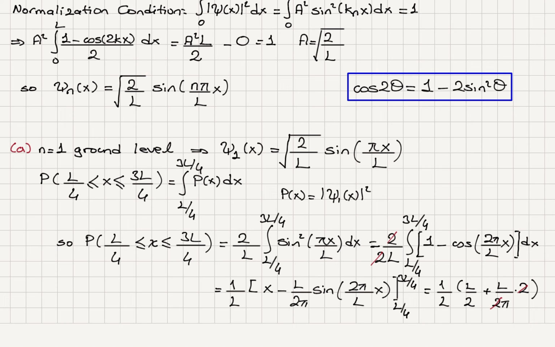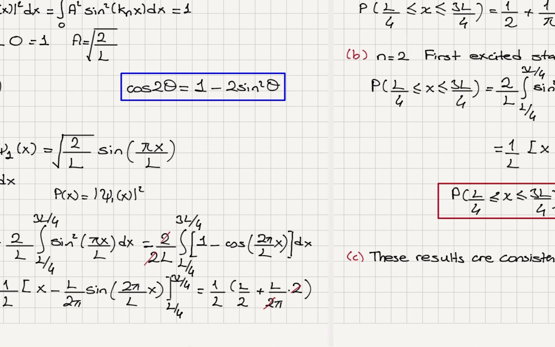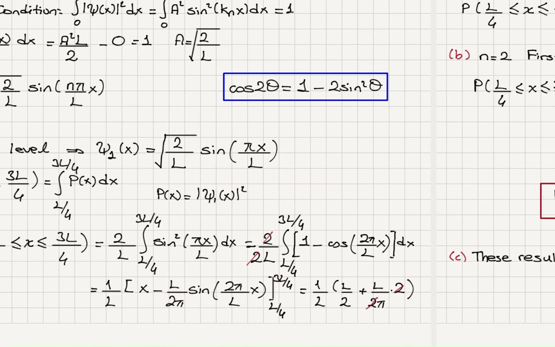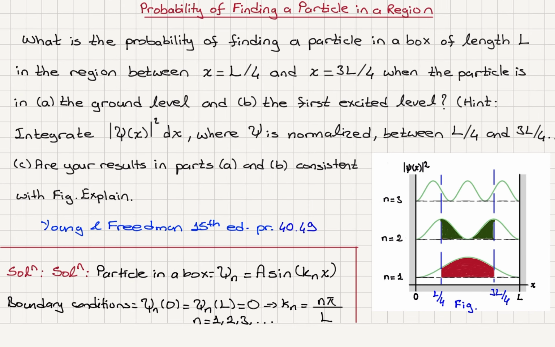Square root 2 over L sine pi x over L, psi 1. When I take the absolute square of this and integrate it from L over 4 to 3L over 4, I obtain 0.818. And for the first excited state, square root 2 over L sine 2 pi x over L, squared, when integrated between L over 4 and 3L over 4, gives me 0.5, and that's consistent with the area underneath the psi absolute square curve between L over 4 and 3L over 4.